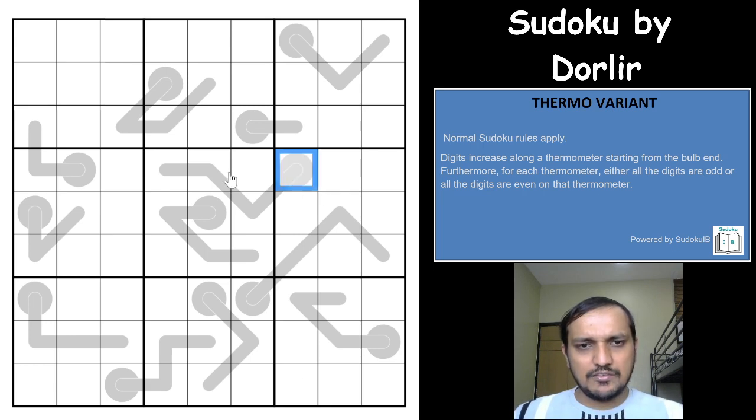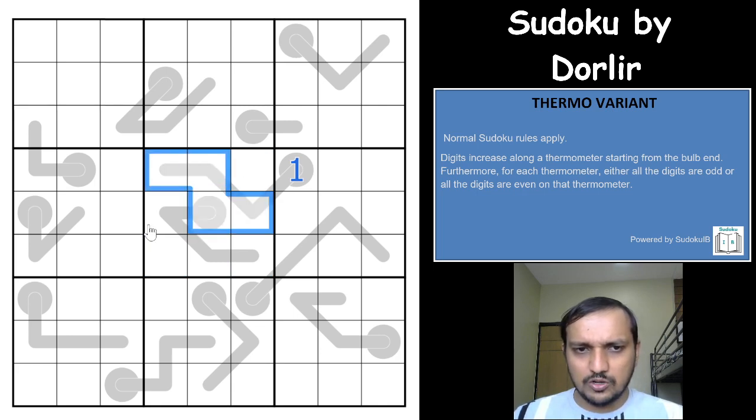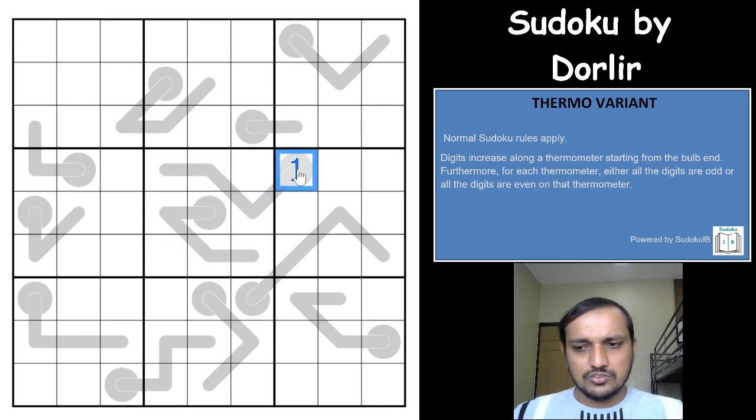I can say whatever I have here cannot be in any of these cells that can be on the thermo, because then it would have to be of the same parity. So if this is 1, for example, that one in this box cannot be in any of those cells, because if at all it is one of those cells, all the 7 cells would have to be of the same parity. These 3 would have to be odd, and if at all you have 1 on these cells, then all of these cells would have to be odd. That is not possible, which means whatever you have here would have to be here. That's nice.